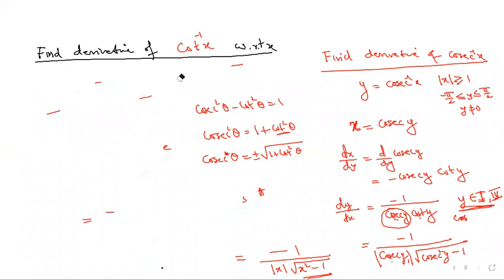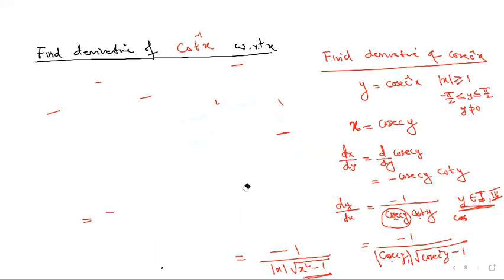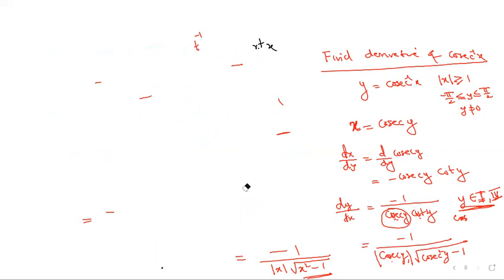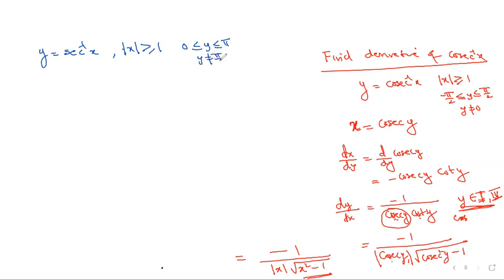Okay, now write one last one. Y is equal to sec inverse x. What is the domain? Modulus of x should be greater than or equal to 1, 0 less than or equal to y less than or equal to pi, but y should not be pi by 2. The middle value y will not be allowed.